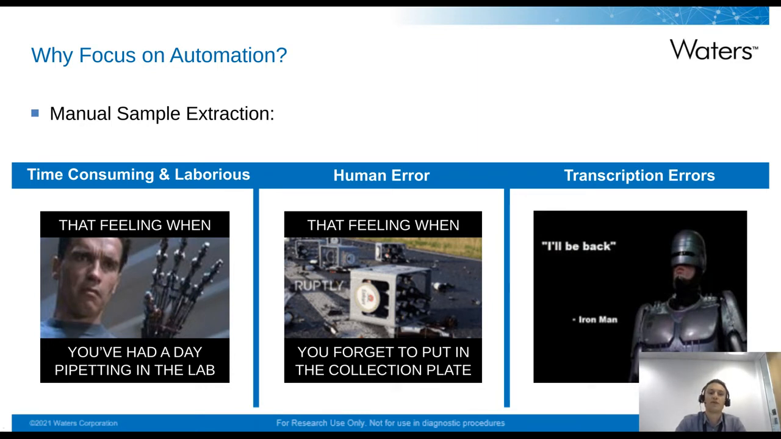It's also prone to human error, especially when there are more complex extraction procedures required, and transcription errors are also possible, such as when manually typing results into a LIMS. This is why Waters has focused on automation and looking at ways to improve the workflow from sample receipt through to reporting of results back into a LIMS to minimize these problems.